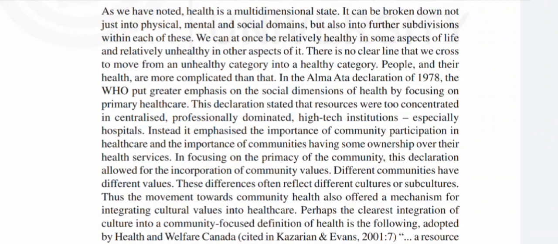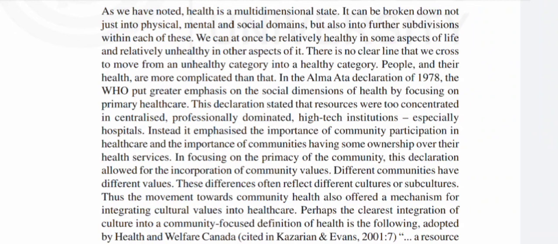In the Alma Ata Declaration of 1978, the WHO, World Health Organization, put greater emphasis on the social dimension of health by focusing on primary health care. This declaration stated that resources were too concentrated in centralized, professionally dominated, high tech institutions, especially hospitals. Instead, it emphasized the importance of community participation in healthcare and the importance of communities having some ownership over their health services. In focusing on the primacy of the community, this declaration allowed for the incorporation of community values.